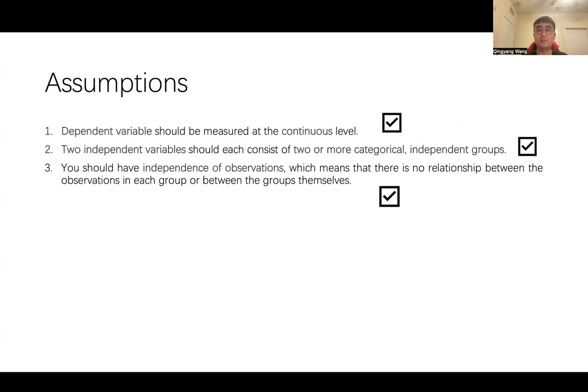Then let's move on to the assumptions of the factorial ANOVA. The first one is that the dependent variable should be measured at a continuous level. Based on my five steps, it is correct. Two independent variables should each consist of 2 or more categories, independent groups. Based on the same 5 steps, it is correct. You should have independence of observations. Yes, it also is, so also correct.